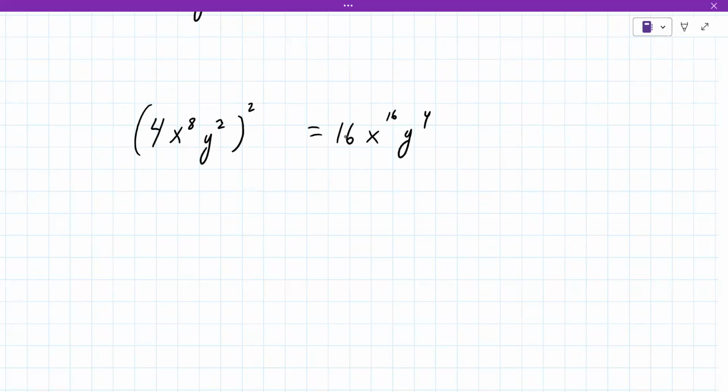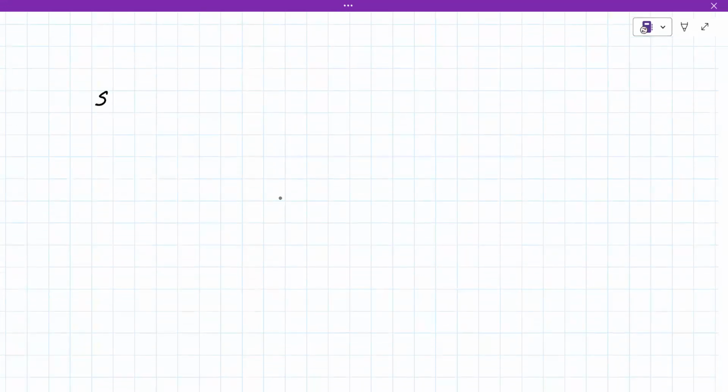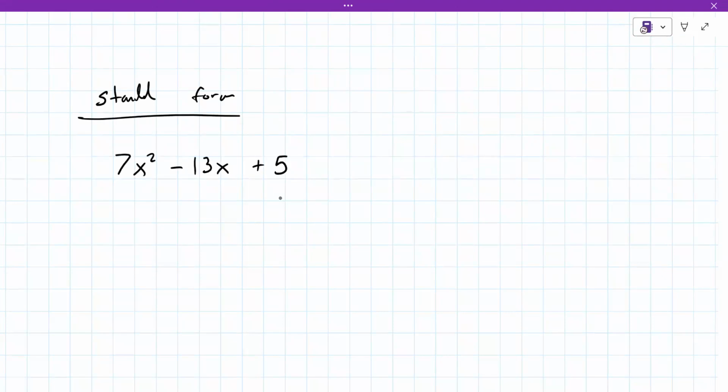Let's move on to standard form. Okay. Unless you want more of those. Standard form is fun. Okay. I'm going to write something that is in standard form. 7x squared minus 13x plus 5.